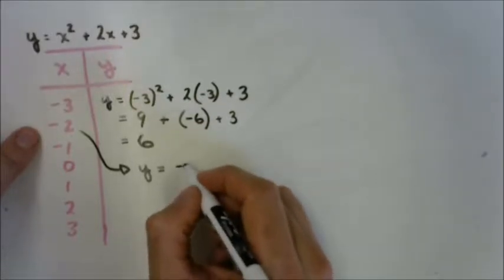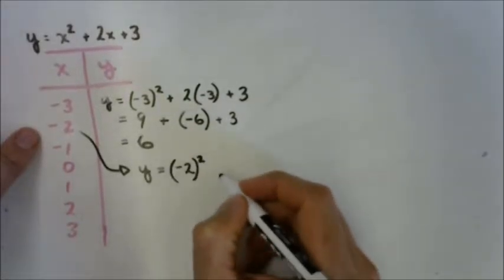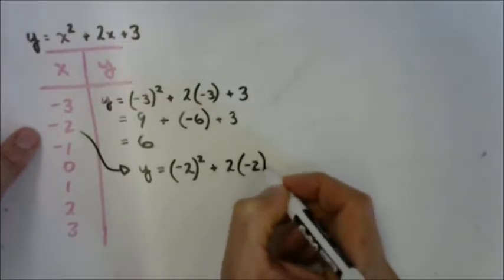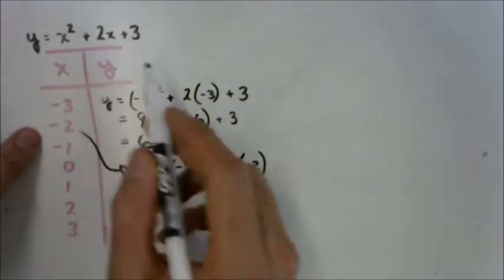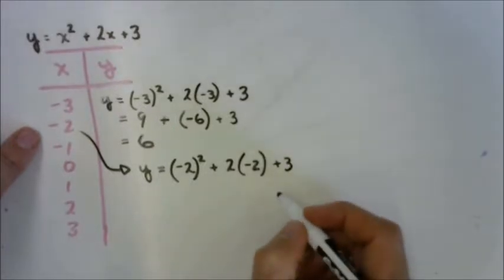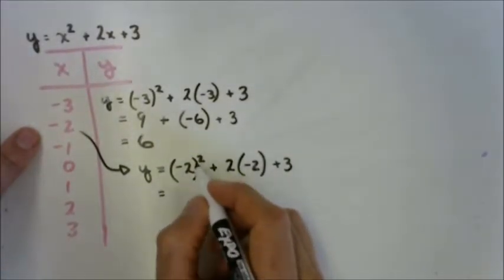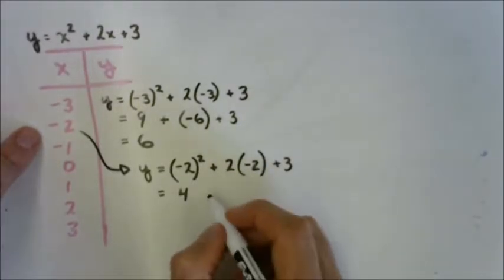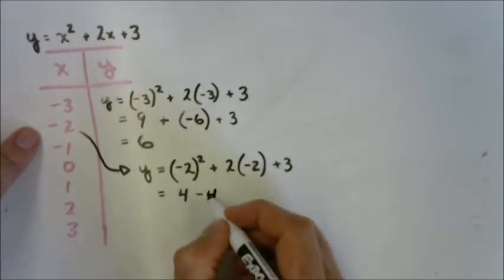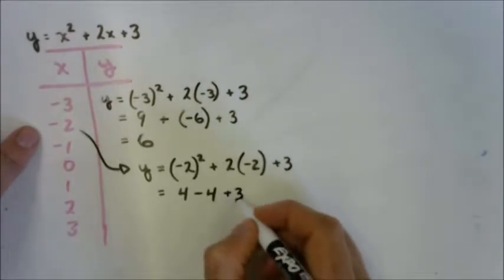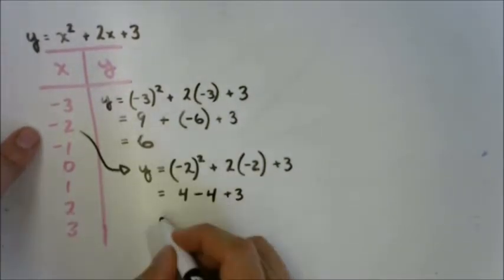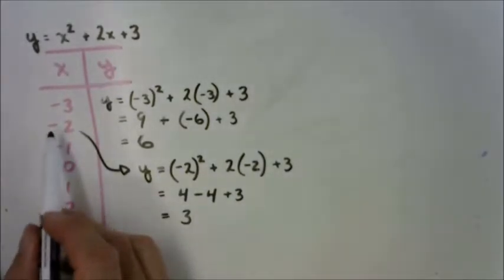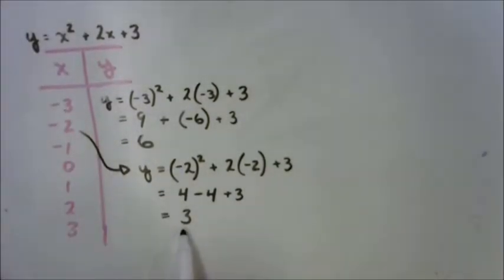So again, we want to keep that negative sign attached to the 2 before we square it. Then we have 2 times -2. We're just subbing -2 in everywhere we see x in the original. And we have our constant of 3. -2 squared is +4. 2 times -2 is -4. And our constant of plus 3. Here we have 0 plus 3. That's our answer: when x is -2, y is 3.